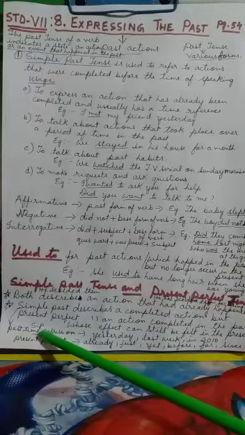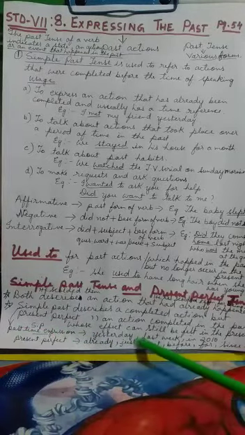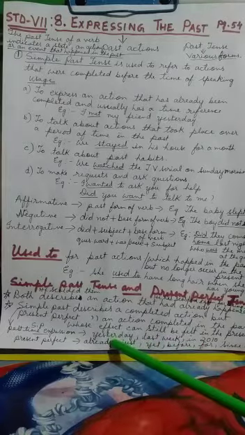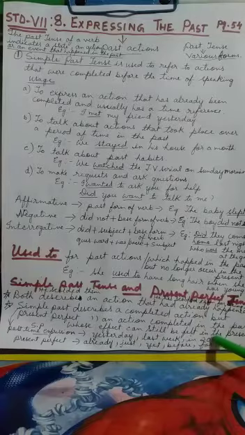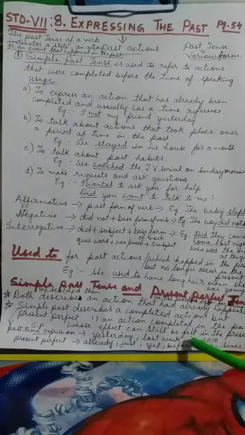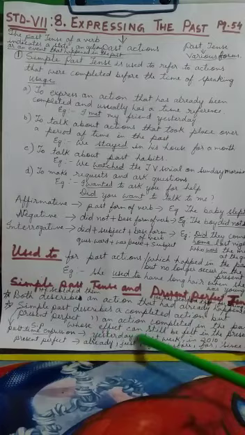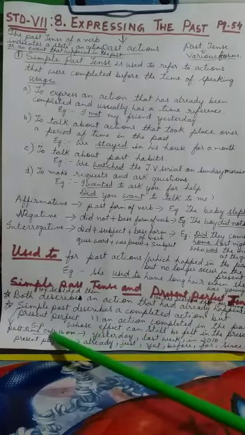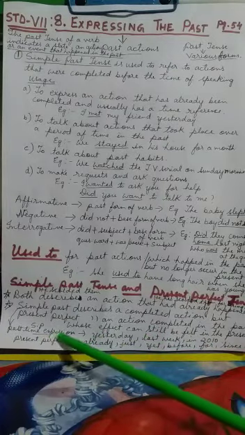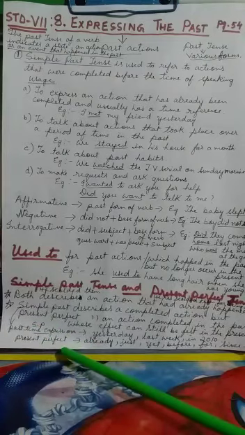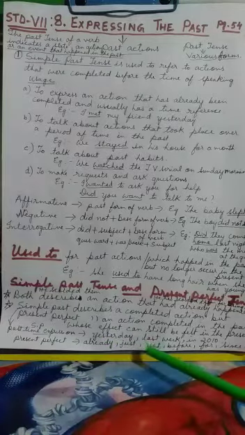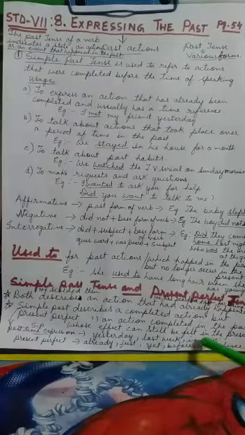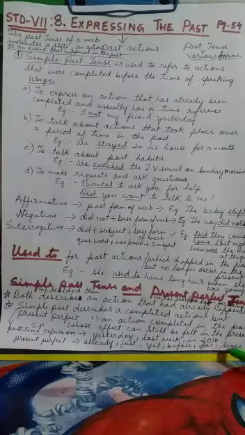For simple past tense, these time expressions usually are used, like yesterday, last week, in the year 2010, or last month, or last year. If you see these words in a sentence as time expressions, you will use simple past tense. But in the case of present perfect tense, you will find already, just, yet, before, for, since, etc.